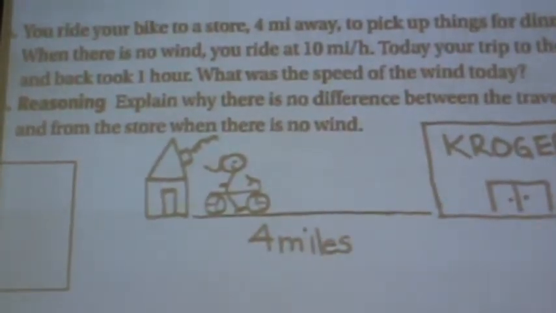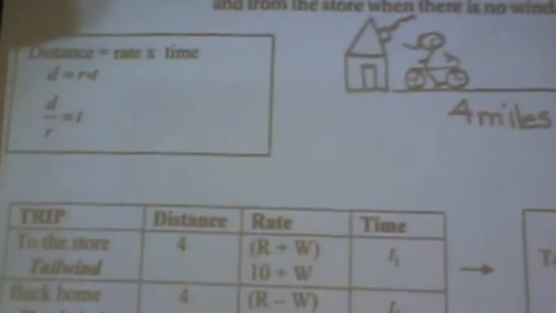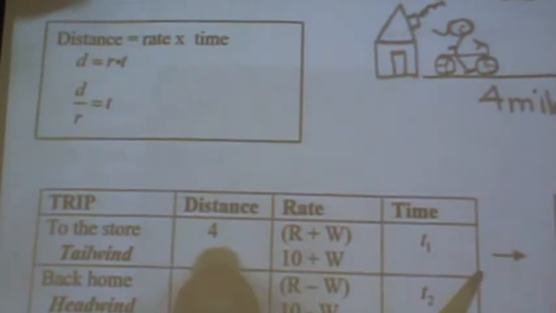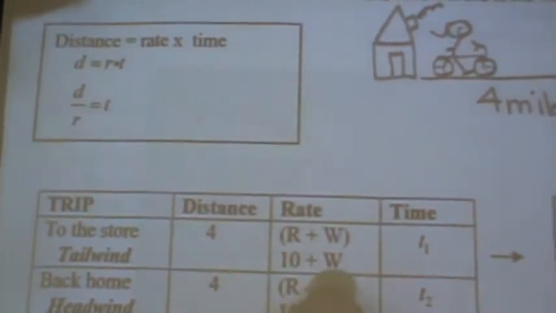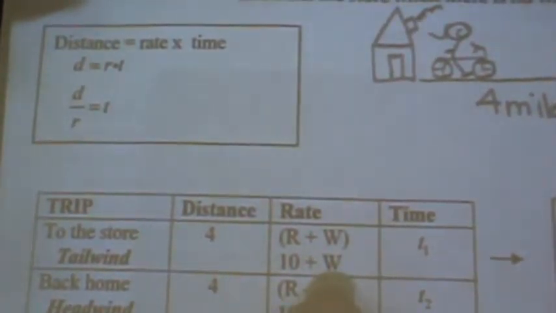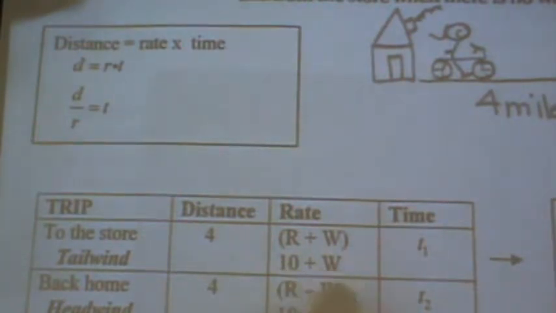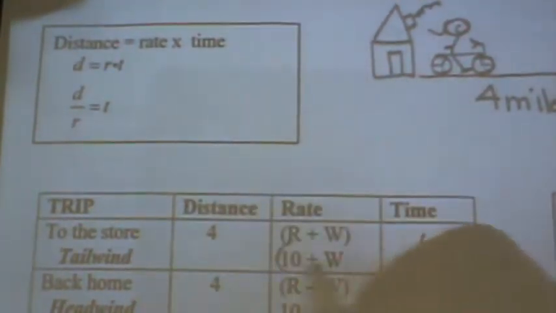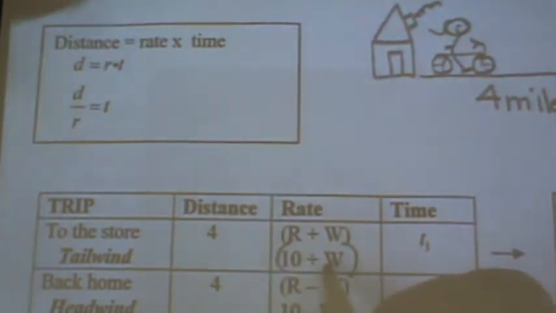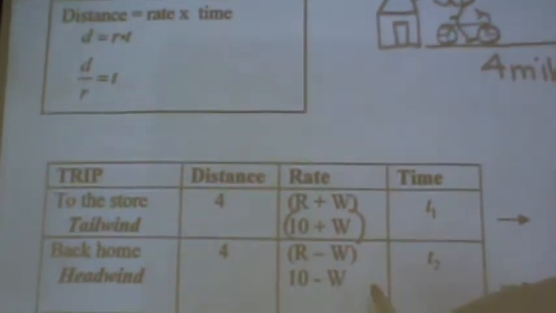And we're pretending like we're going faster there. So to the store, it's 4 miles, and there's a tailwind on the way there. So it's 10 plus W. You're riding at 10 miles an hour, and the wind is making you go faster. How fast? We don't know. We're going to figure out what the wind is in a minute.